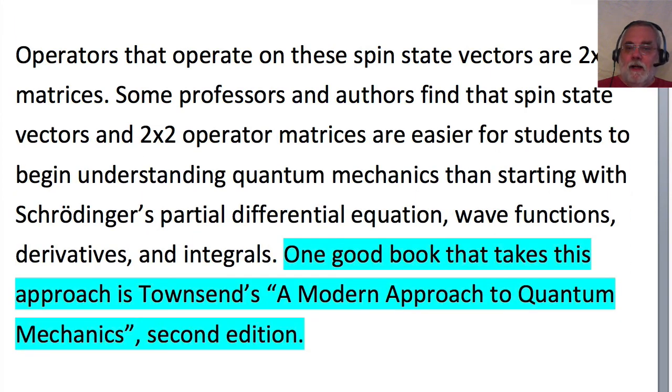Operators that operate on these spin state vectors are 2x2 matrices. Some professors and authors find that spin state vectors and 2x2 operator matrices are easier for students to begin understanding quantum mechanics than starting with Schrödinger's partial differential equation, wave functions, derivatives, and integrals. One good book that takes this approach is Townsend's A Modern Approach to Quantum Mechanics, 2nd edition.